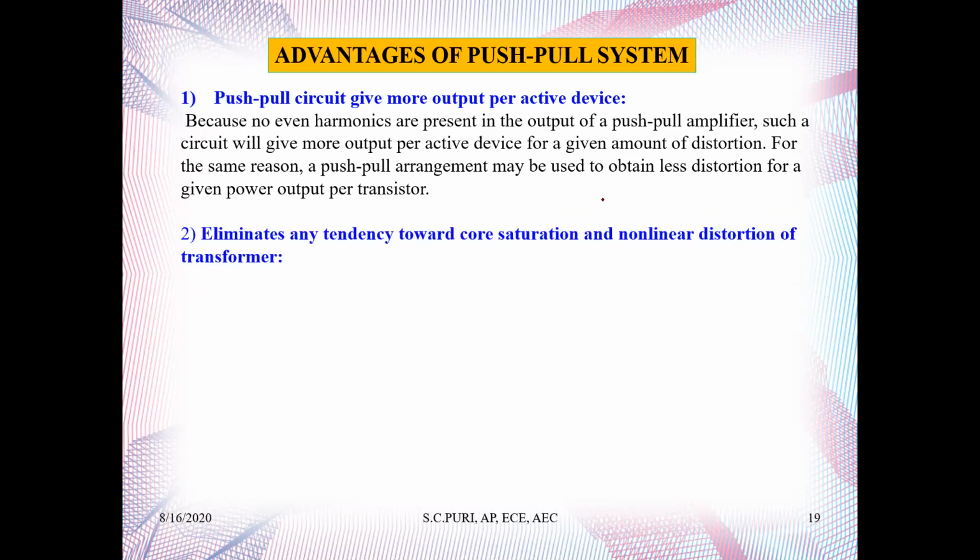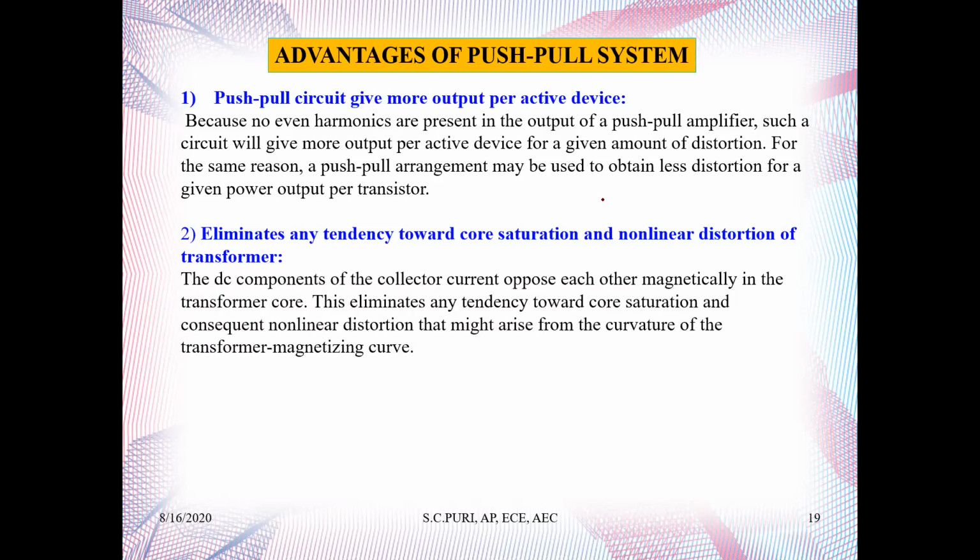It eliminates any tendency towards core saturation and non-linear distortion of the transformer. The DC components of the collector current oppose each other magnetically in a transformer core. This eliminates any tendency towards core saturation and consequent non-linear distortion that may arise from the curvature of the transformer magnetizing curve.